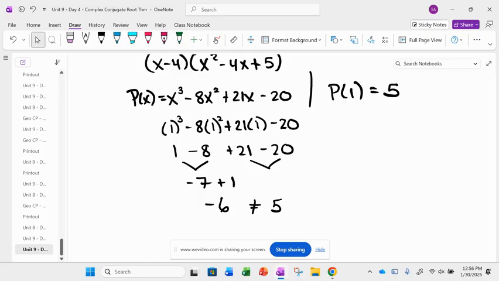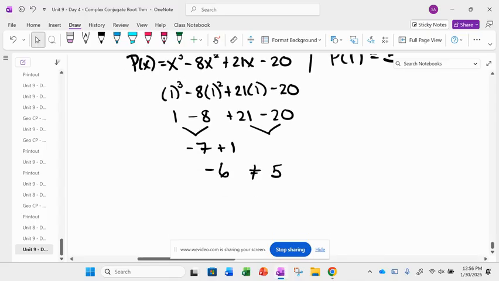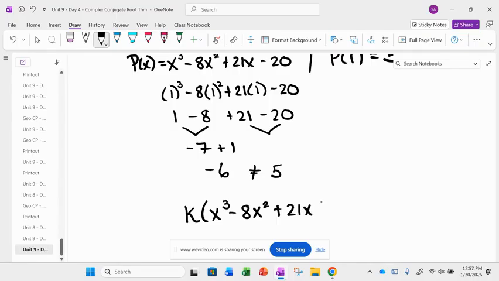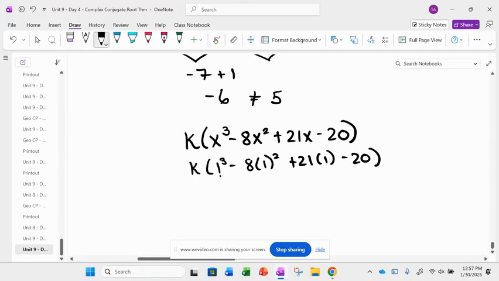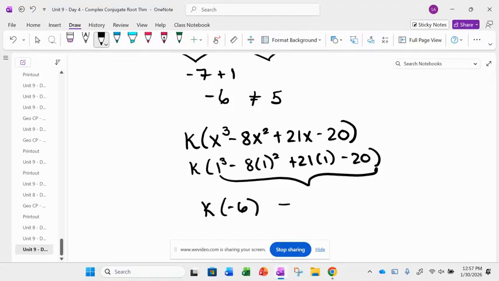So let's put a GCF in there. So now we're going to say k times x cubed minus 8x squared plus 21x minus 20. When we plug in, we need it to equal 5. So now we're going to plug in 1 again. 1 cubed minus 8 times 1 squared plus 21 times 1 minus 20. Do we already agree that this simplifies in the parentheses down to negative 6? And what do we need this to equal? We need it to equal 5.